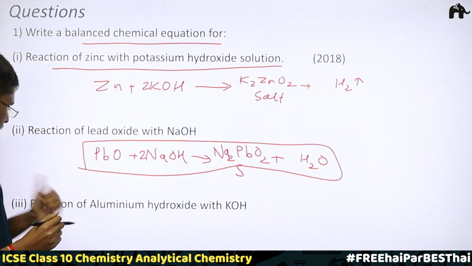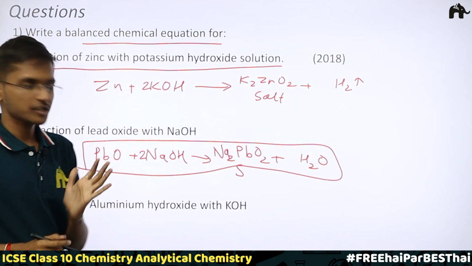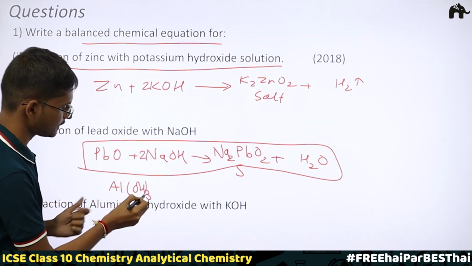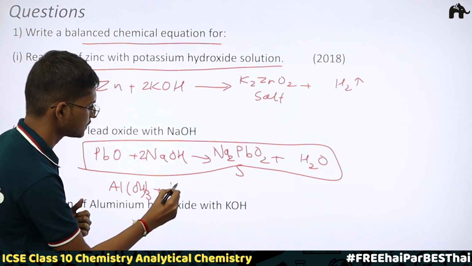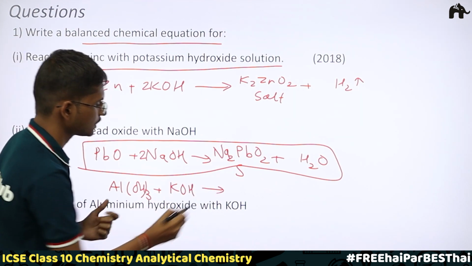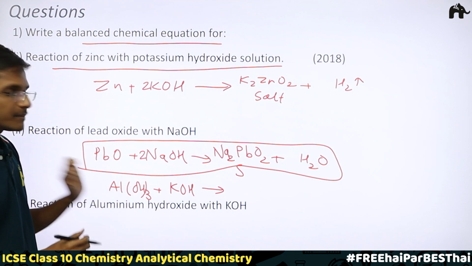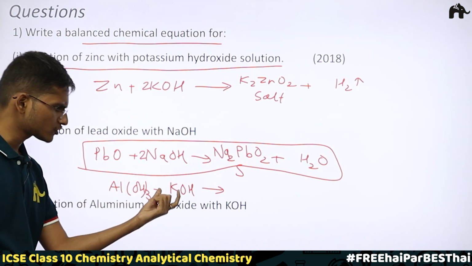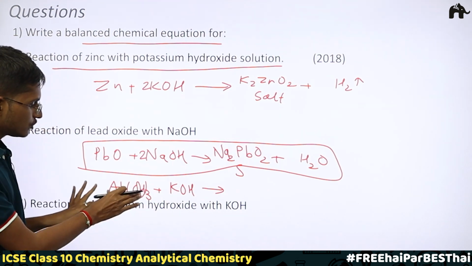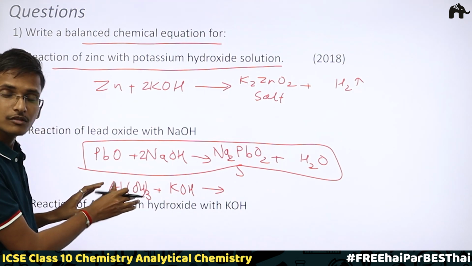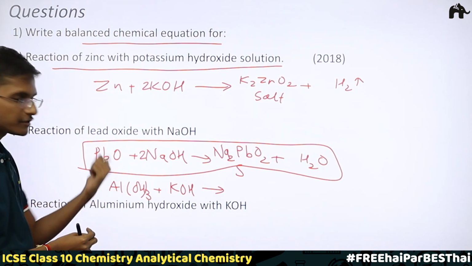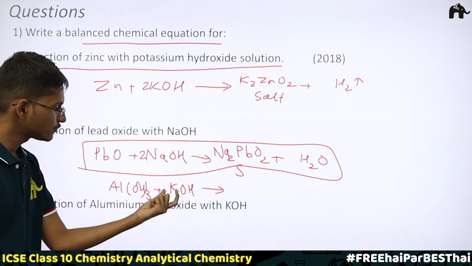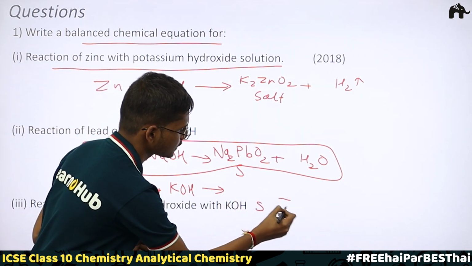Simple. Now next is the reaction of aluminium hydroxide with KOH. So I will write here itself, aluminium hydroxide, Al(OH)3, with KOH. Again, metal oxide, metal hydroxide. So here this is a metal hydroxide and its reaction with NaOH or KOH. Here it is KOH. Now we know that this is aluminium hydroxide, which is amphoteric in nature. So it would react with both acids and bases to form salt and water. Here it is a base, so it would react with this base to form salt and water.